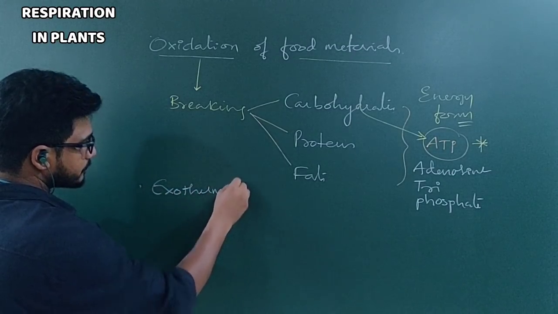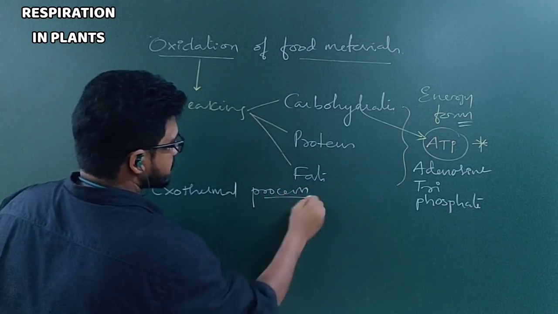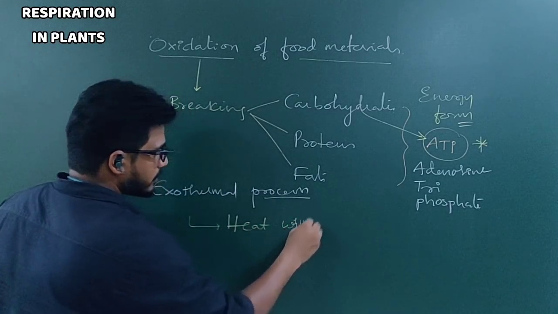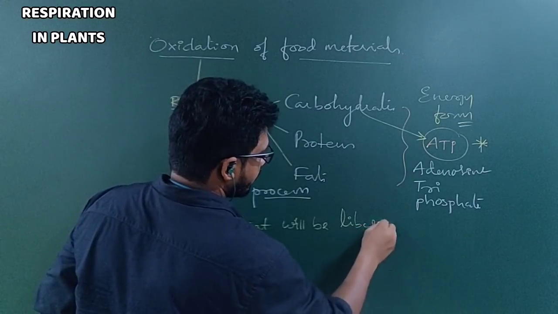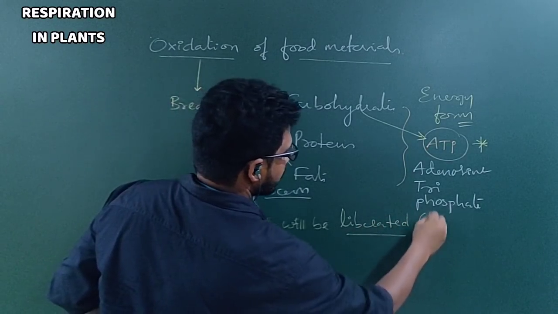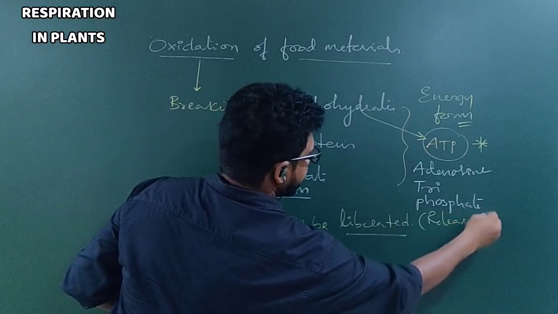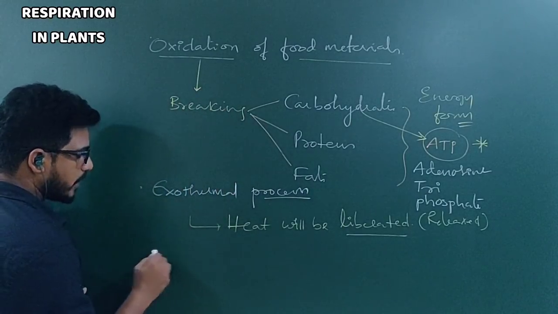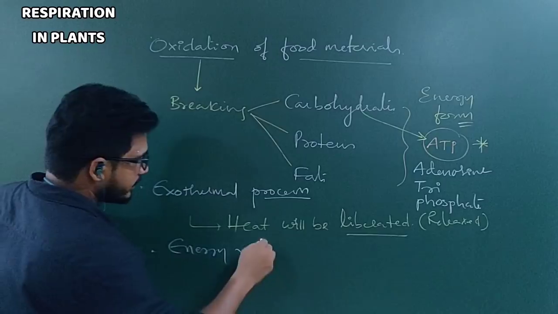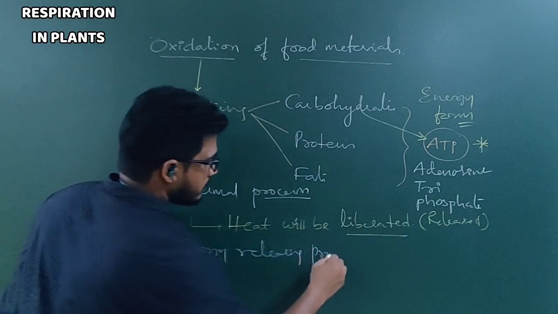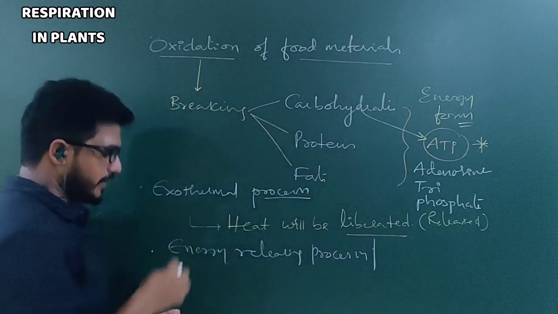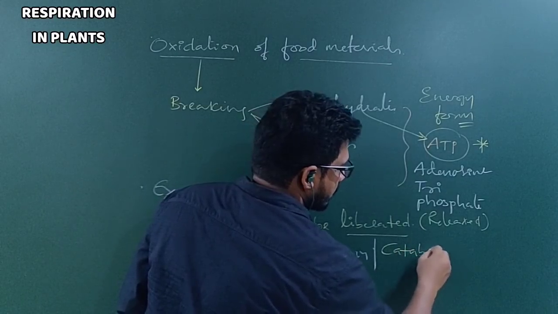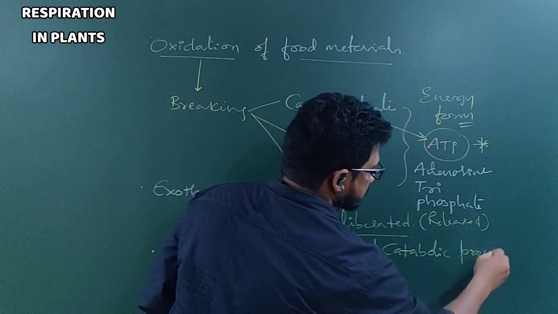Respiration is an exothermal process. Exothermal process means what? In this process, heat will be liberated. Liberated means released. Another form of that word is liberated. And this respiration is also called an energy releasing process. Why? Because here food materials are breaking up. That is why it is also called a catabolic process. Clear?